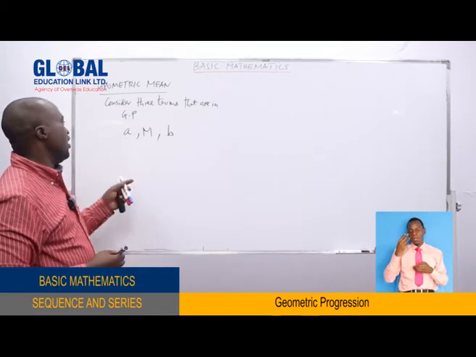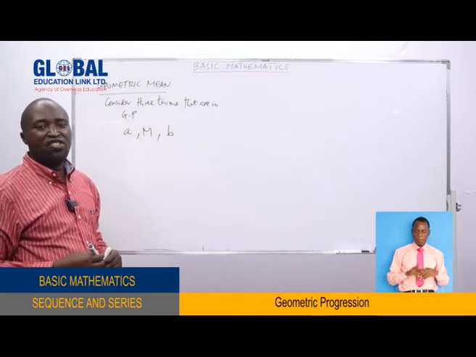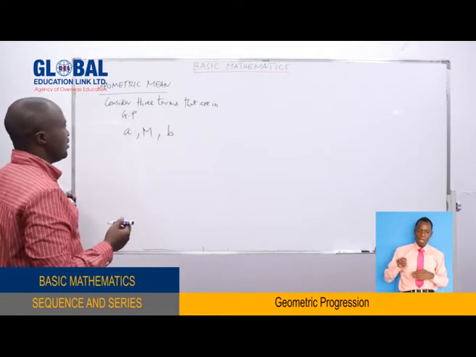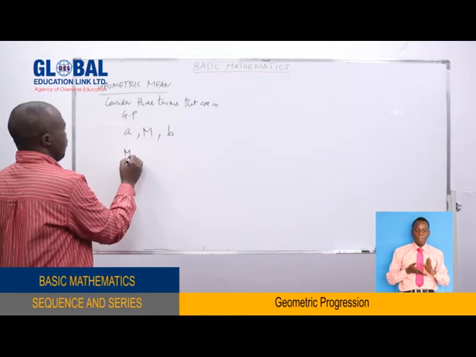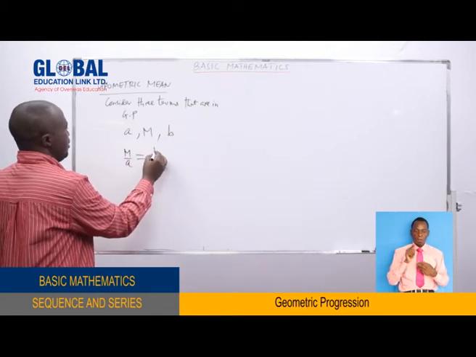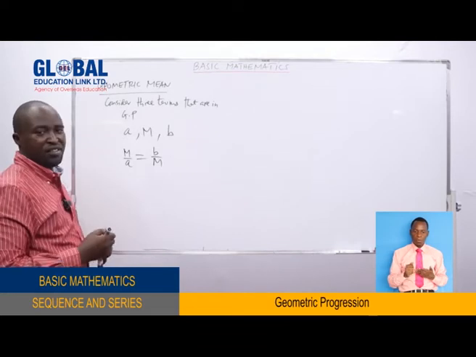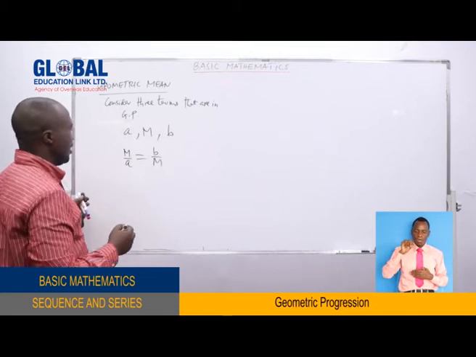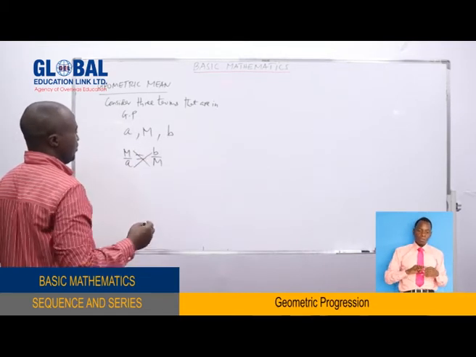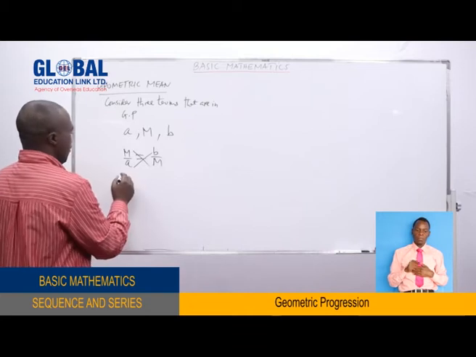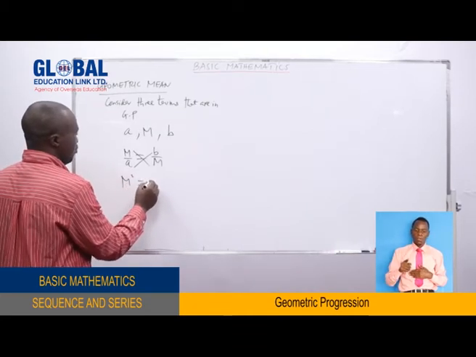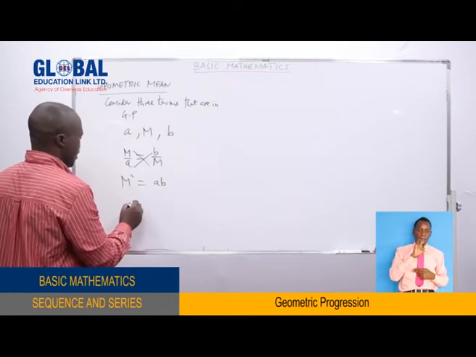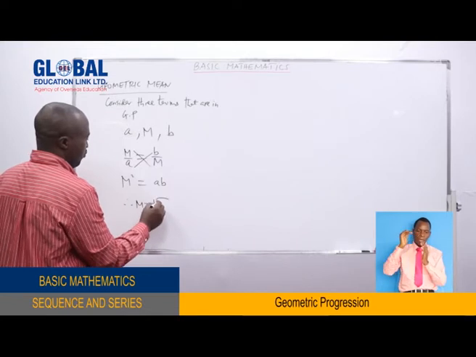Now, if this sequence is in geometric progression, it is possible to find the common ratio. That is, m over a is the same as b over m. That is how to find the common ratio in the geometric progression. Now, let us do cross multiplication. That is m times m, we have m squared, which is equal to ab. So finding m, we are saying m is equal to square root of ab.